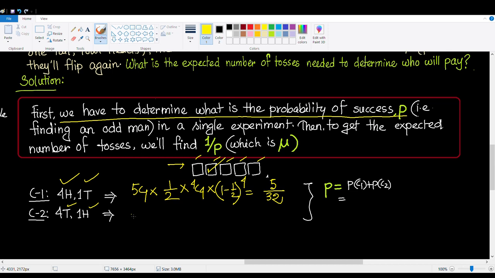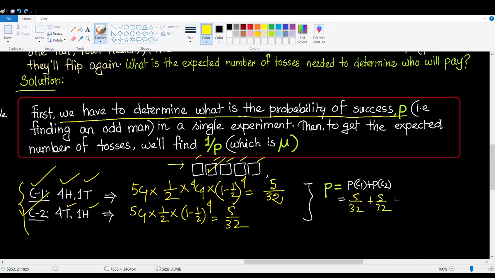For 4 tails 1 head we'll get exactly the same result. Therefore it will also be 5C1. This half is coming from 1 head now, and then 1 minus half to the power 4, which is also 5 by 32. So if either of these 2 cases happens, case 1 or case 2, we will find our odd man. Therefore the final probability P would be P of C1 plus P of C2, which is 5 by 32 plus 5 by 32, which becomes 5 by 16. It's pretty much similar to our Bangladesh-Pakistan cricket match problem, right? So now this is the probability of finding an odd man in a single experiment.